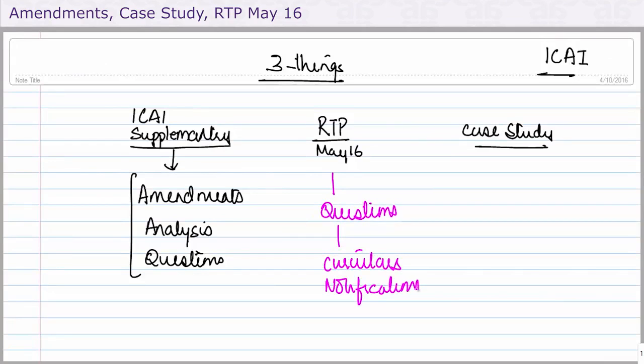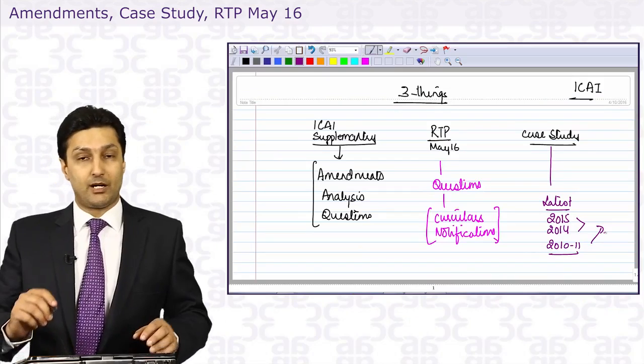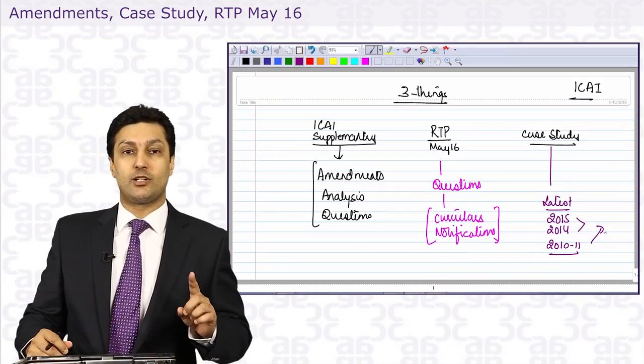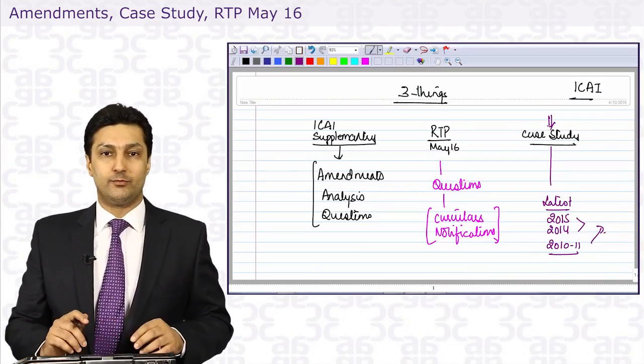A lot of times students will wonder, there are so many circulars, so many notifications, what are the ones we need to lay stress on? Here is where you will get them. Then case study, the latest case study. It is not necessary that if a case has come in 2014 or 15, it will be asked in the May 16. It could be possible that a case came in 2010, 11, it is asked in the May exams, but mostly the questions will be based on case study. The case study will come from here. So these three we need to do.